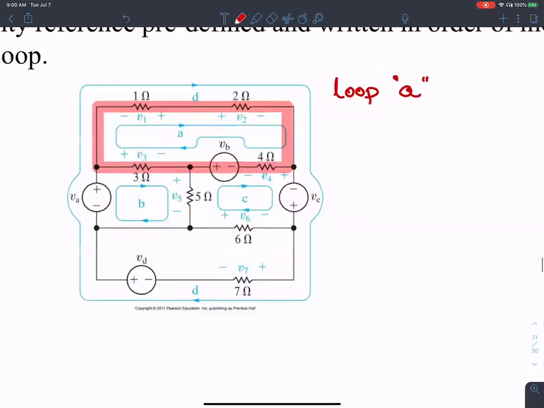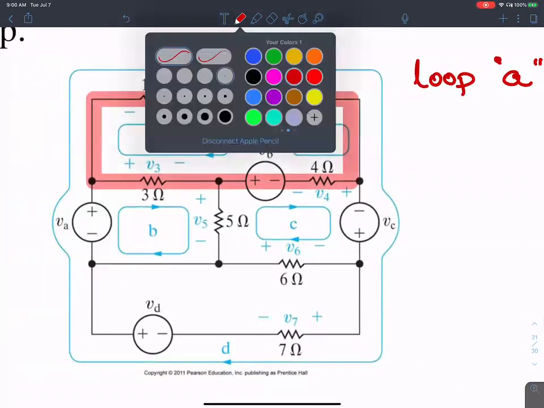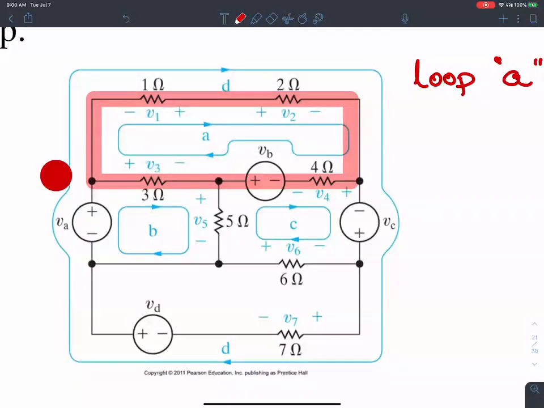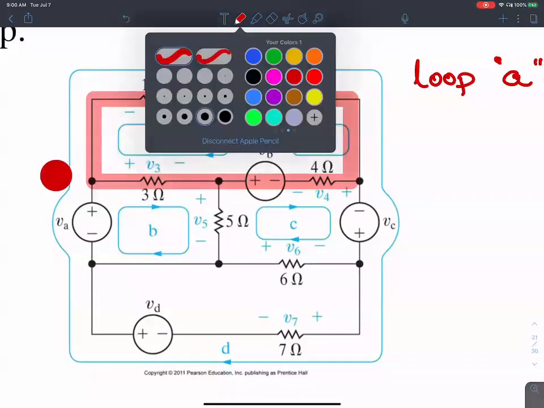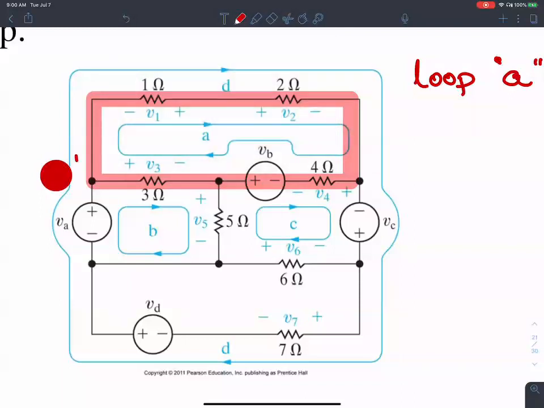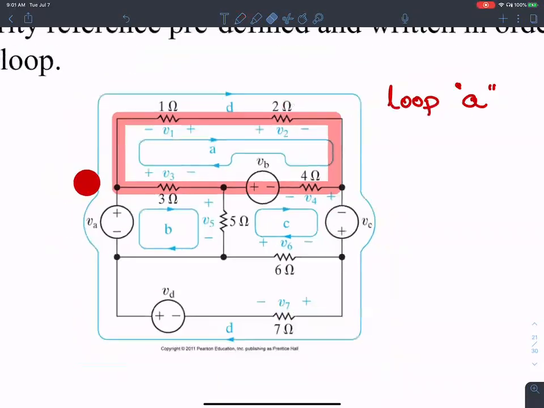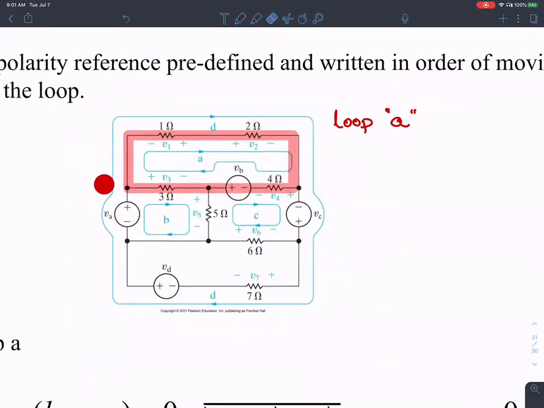The way you apply Kirchhoff's voltage law is to begin at the lower left corner of the loop, go around the loop once, and add the voltage drops. This is what I'm going to do, so pay attention. I'm going to follow this path here, begin over there, and traverse through all the elements in the loop.